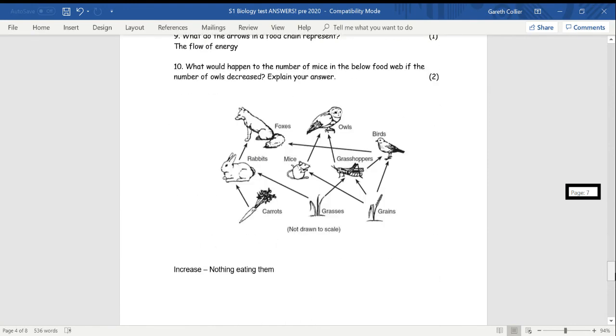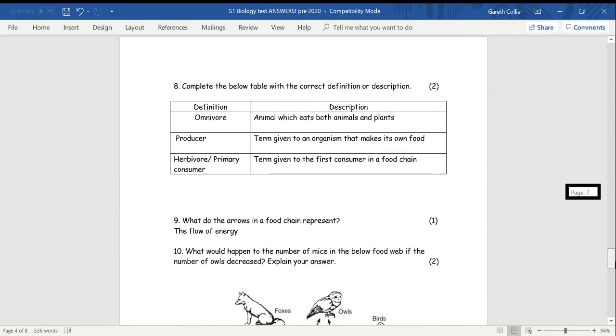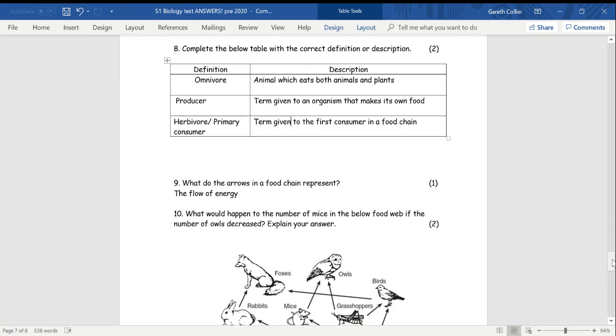And I believe the last question, so second last, third last. So an omnivore is an animal that eats animals and plants. A producer is a term given to an organism that makes its own food. Herbivore, or primary consumer, to be very technical, is the term given to the first consumer in the food chain. Herbivore is better at our level.